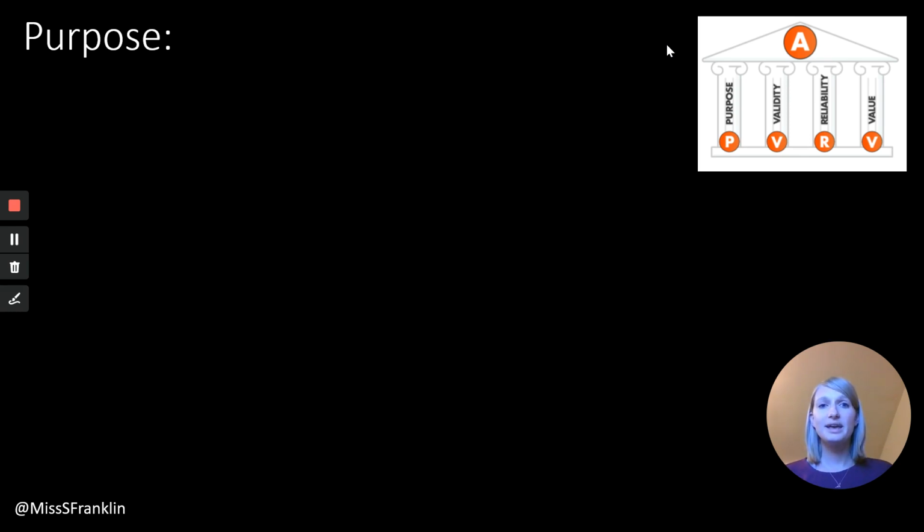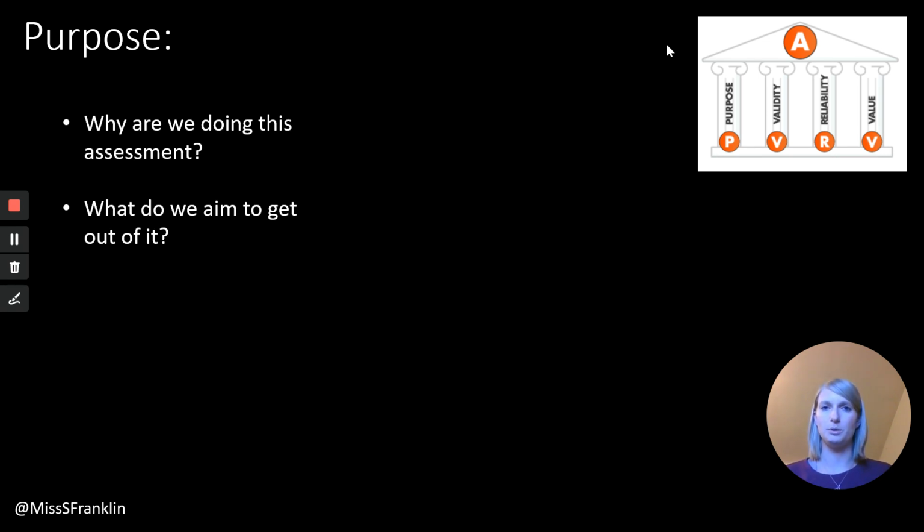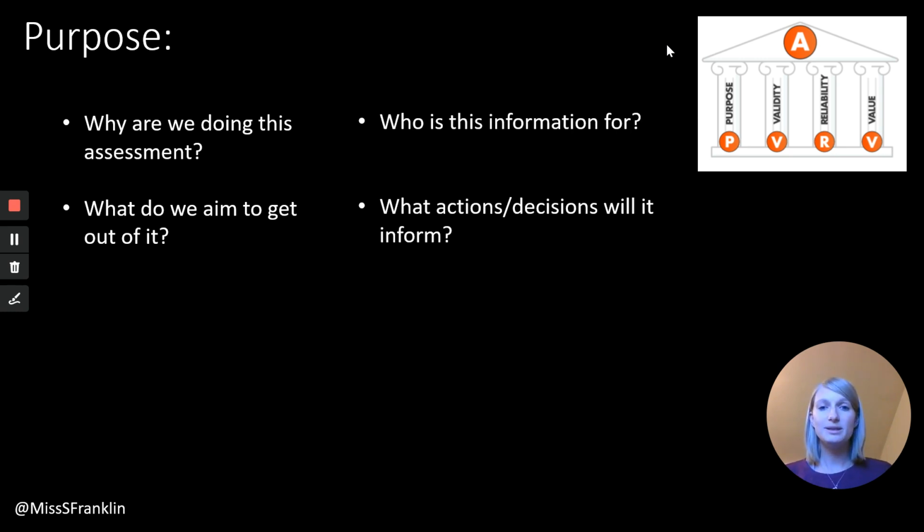So when we think about purpose really in a clear way, there are some key questions that we need to ask ourselves. And for me, this turning point came taking part in the Assessment Leads programme from Evidence-Based Education, where the 4 pillars of assessment in the top right-hand corner are from. And they really helped to challenge me to think about the purpose of the assessments that we were putting in place. So thinking about questions like, why are we doing this assessment? What do we actually aim to get out of it? Who is the assessment for?